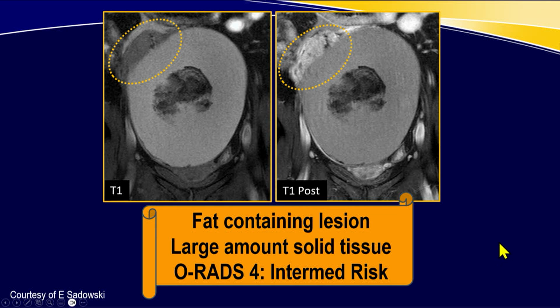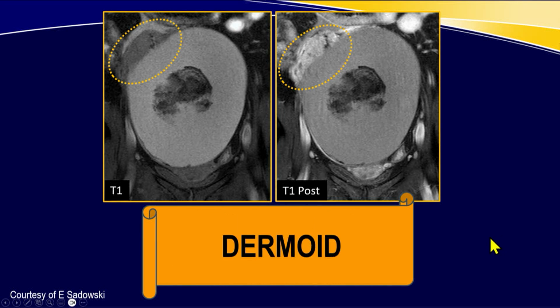And we can argue about what constitutes a large amount of solid tissue, but I think, when you see this much, it's not like a little bit. It's not a Rokitansky nodule in the normal sense. I think you have to be concerned. This also, though, turned out to be a dermoid.